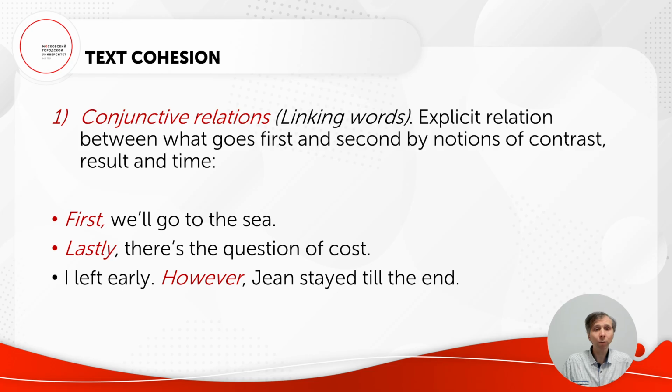So, for example, first we'll go to the sea. So the word first implies that there will be something later, right? First, second, third. Lastly, there's the question of cost. Or, for example, such linking words as: I left early. However, Jean stayed till the end. So in the first and in the second sentences, we deal with the conjunctive relations of order, whereas in the third sentence, we deal with the conjunctive relation of contrast. I left early, but by contrast, Jean stayed till the end.